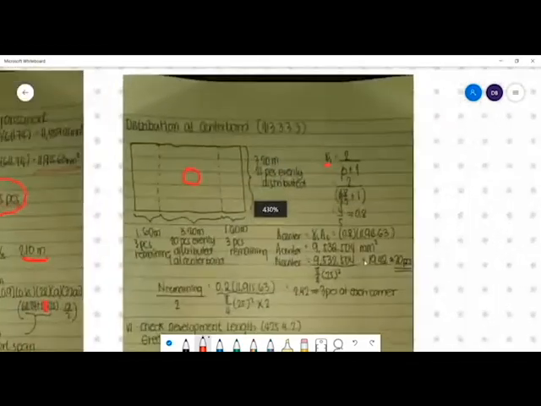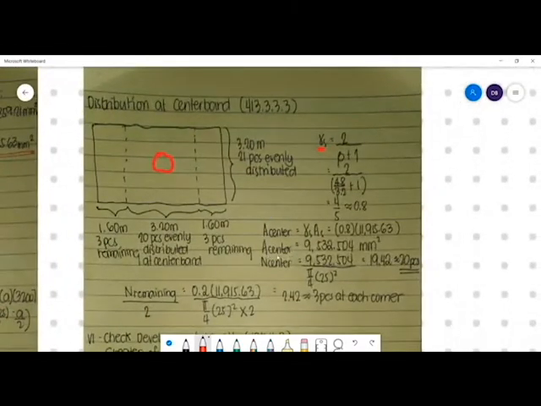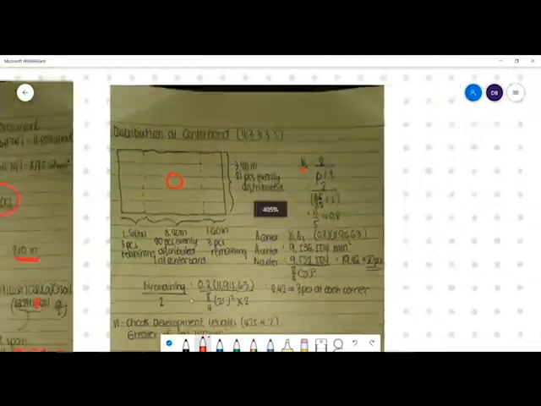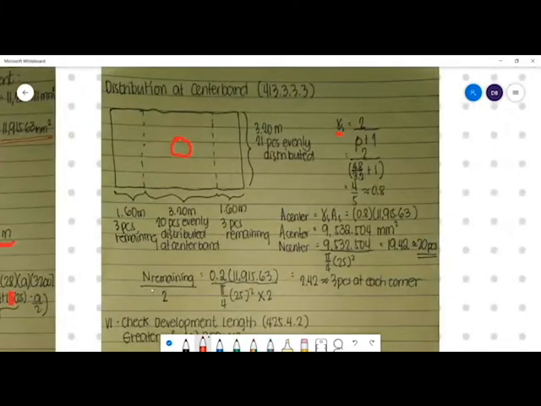Area on the center is equal to 11,915.63 times 0.8, which is 9,532.504. And the number of bars on the center is equal to 19.42, which is also equal to 20 pieces. Okay? So we compute the remaining bars. The remaining number of bars to be placed on the corner, and remaining over 2 is equal to 0.2.